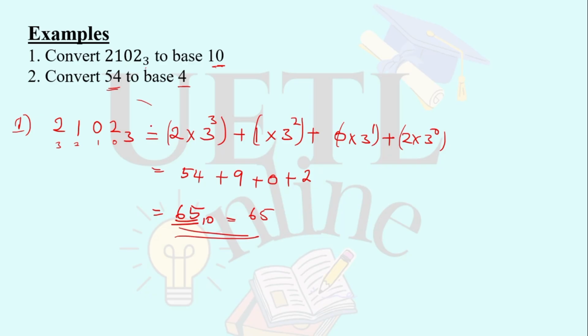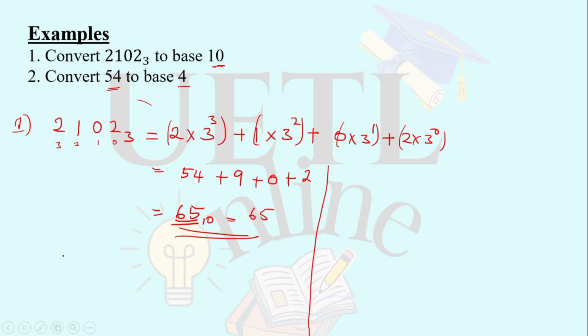Let's go and take a look at the second question. The second question says convert 54 to base 4. I told you that if it's written like this, 54, and it doesn't have a base, it means that it is base 10.